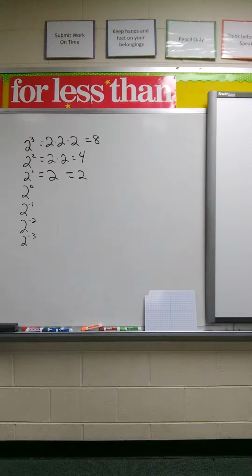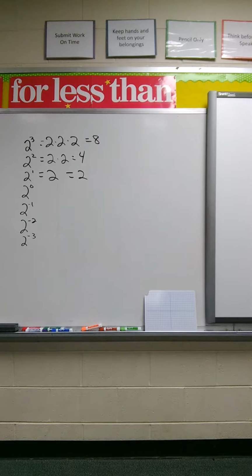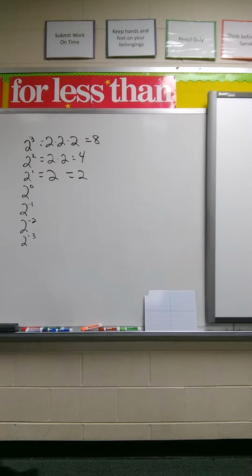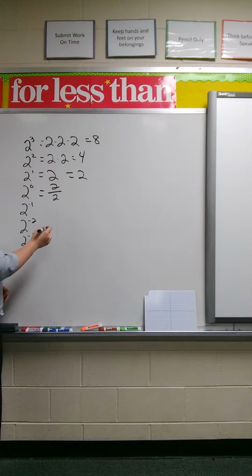Okay, so what happens as we go from 8 to 4 to 2? It decreases. How does it decrease? It goes down by one in the exponent. Okay, so we have one fewer multiple of 2. Do each of these get divided by 2? Yes. Okay, so if we're going to 2 to the 0 power, that means that we have 2 divided by 2, which equals 1. Wait, what?